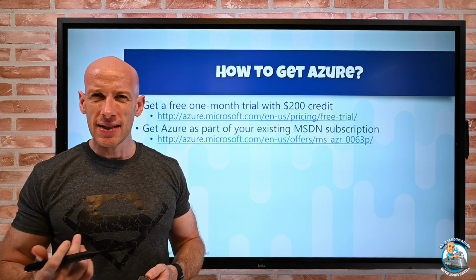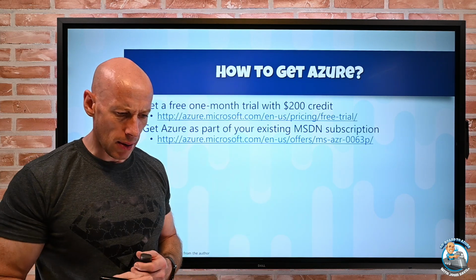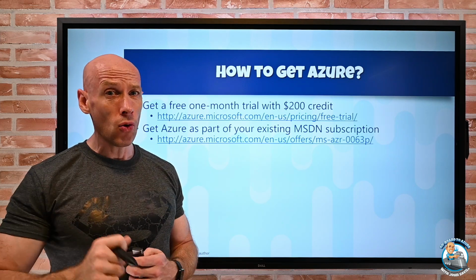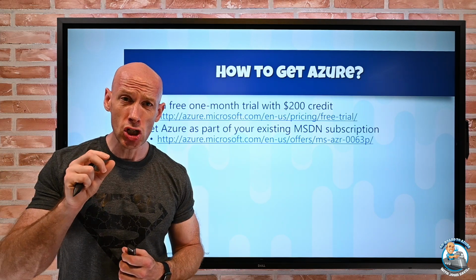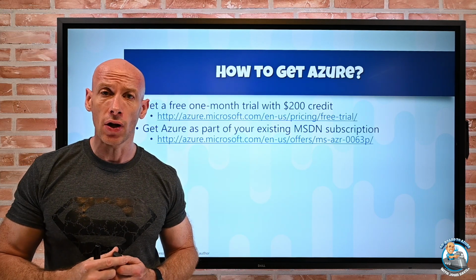If you have an MSDN, a Visual Studio subscription, there's a certain amount of credit. Like with my MSDN, I think it's like $150 a month. And you can stretch that a long way. If you remember to shut things down, you can do a lot of stuff with $150.